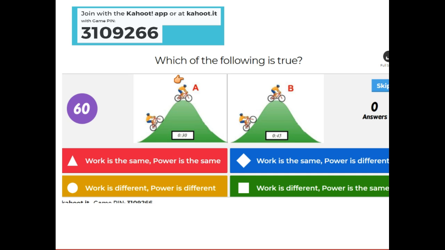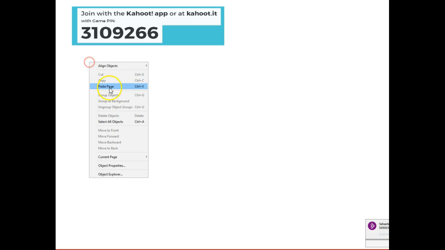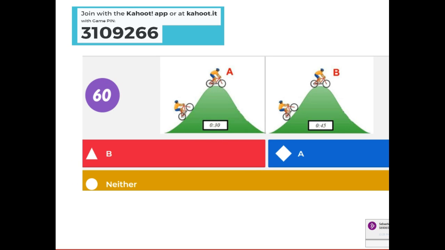Come on. All right, in this case, work is actually the same, but power is different. Ariana, you're the highest climber. Mike is still in the lead. So that being said, which of these has more power? Red is person B, blue is person A, and yellow is neither. The one that takes 30 seconds, that's the blue option. The one that takes 45 seconds, that's the red option, or neither.